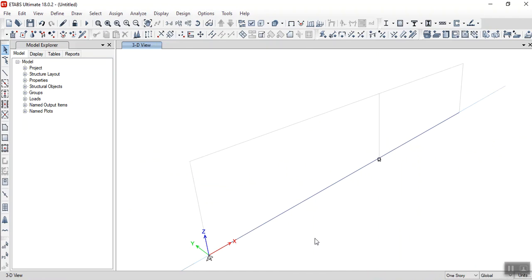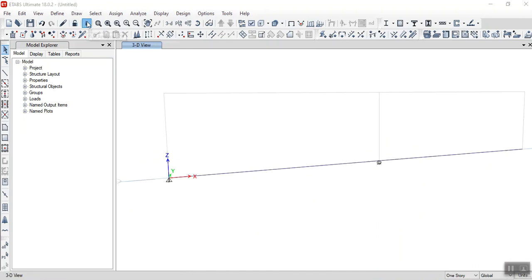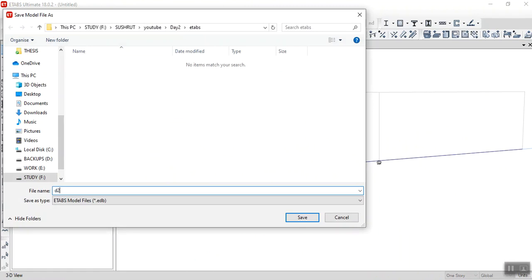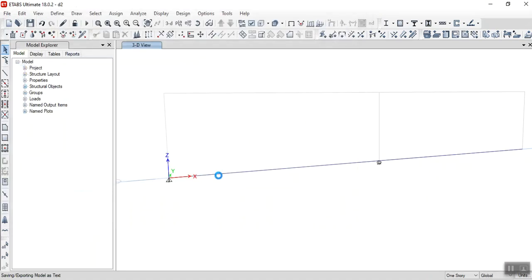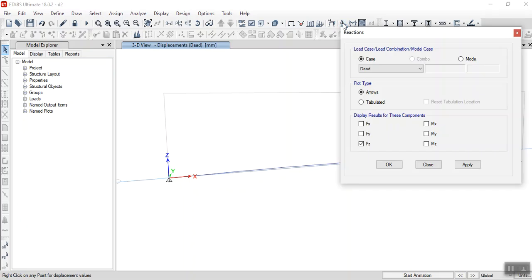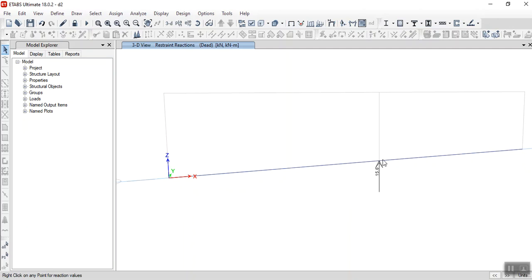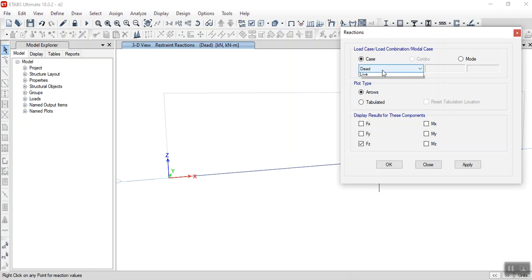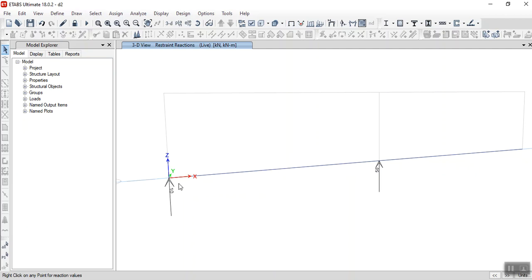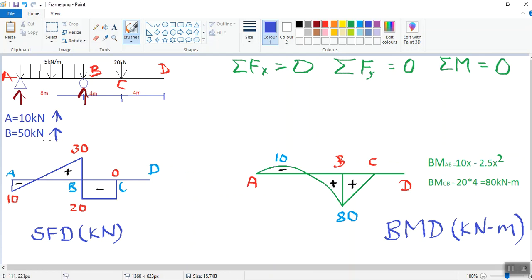Close this window. We will see in 3D. Run the program. Save it. The program is run. We will see the reaction in Z direction. Apply. Okay. This load is due to dead load, but we are dealing with live load, so here we set the dead to live. Apply. Okay, see 50 kilonewton and 10 kilonewton load acting at support B and support A respectively, as we have calculated 10 kilonewton and 50 kilonewton.